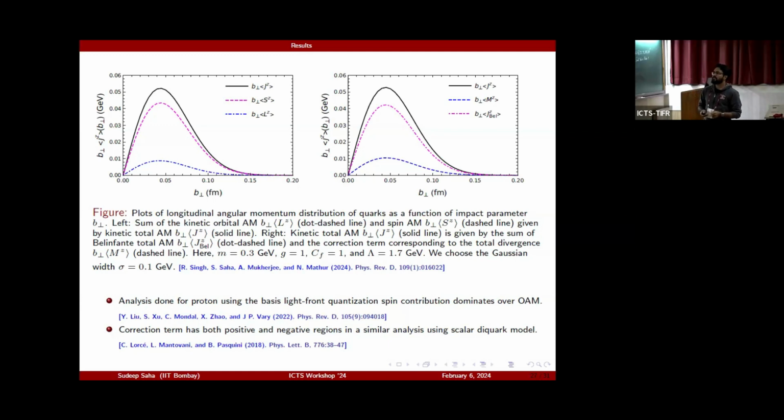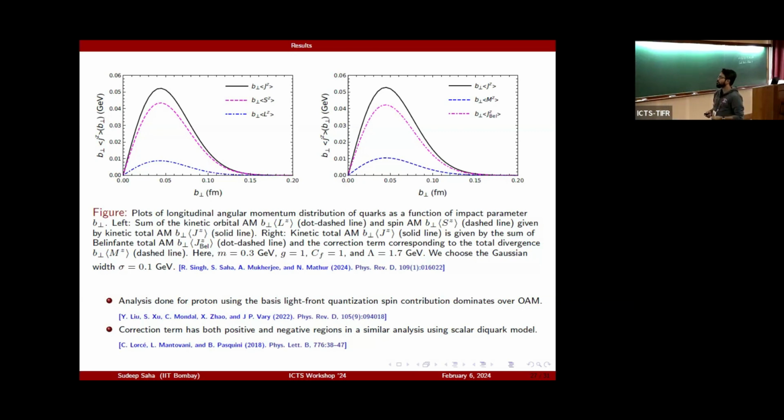This result is similar to an analysis done for the proton using basis light front quantization, where they have considered the valence sector light front wave function for the proton. And from the right panel, we see that the correction term is positive for this region, which is different from this result, where they have done a similar analysis using a scalar Dirac model, and in their case this correction term has both positive and negative regions.